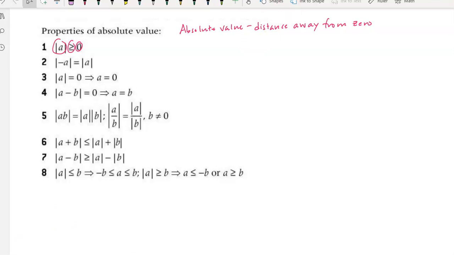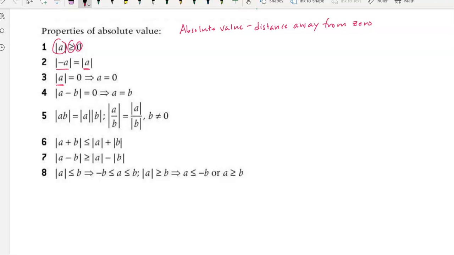The second one, you can say that the distance away from A, it doesn't matter if it has a negative, because it's just going towards the negative side, but the distance is going to be the same for A and negative A. The distance from 0 to positive A is going to be the same. Once again, all of these make perfect sense when you read it from distance away from 0.